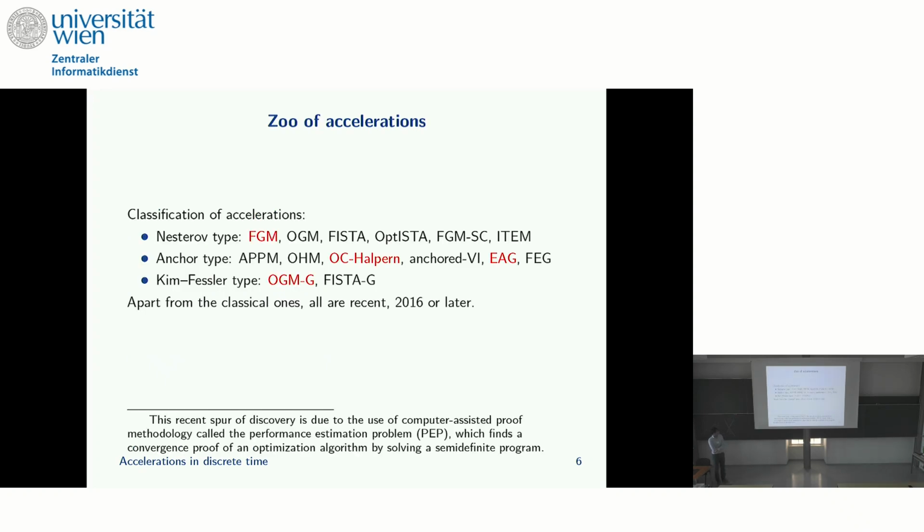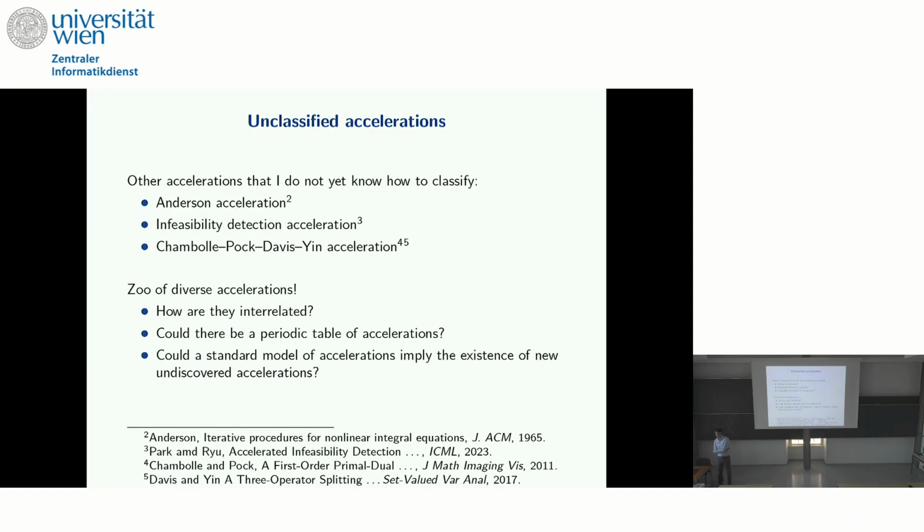So okay, here are many acceleration methods. FGM, that's Nesterov, OGM, FISTA, but there are some other types, and I've classified them roughly into three types: Nesterov type, anchor type, the Kim-Fessler type. And these are all quite recent. But there are also others that don't fit under those three categories.